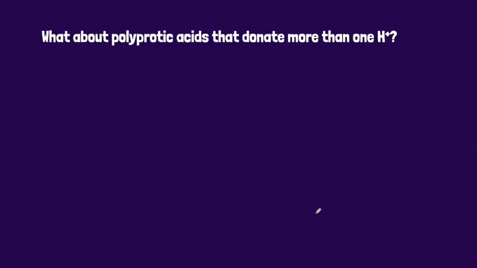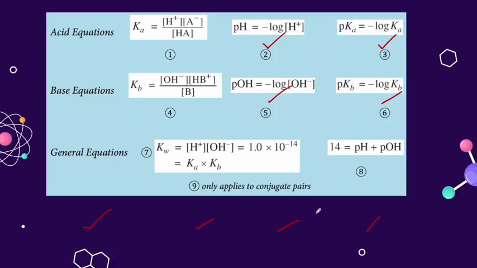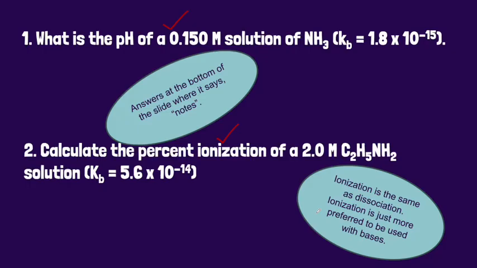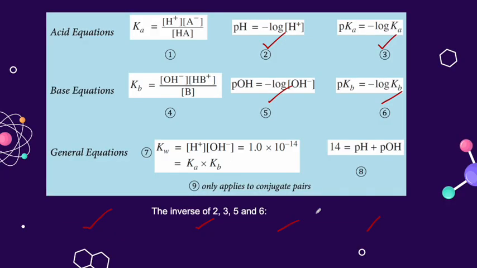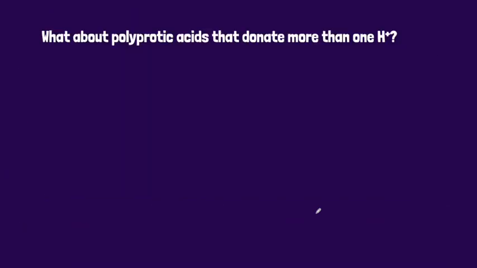So what about polyprotic acids that donate more than one hydrogen? Until now, we have been dealing with acids that only donate one hydrogen. And in AP Chem, you are only asked about monoprotic acids, so you don't have to worry about that. You don't have to get into the depth of polyprotic acids. But you are tested on your knowledge about the different K values that a polyprotic acid can have.